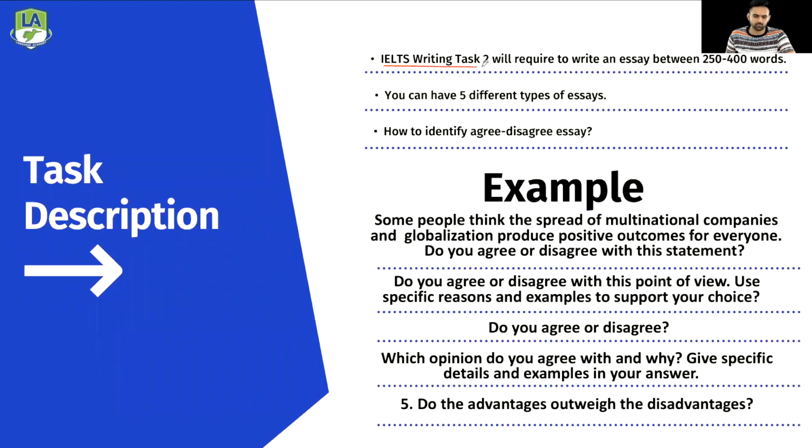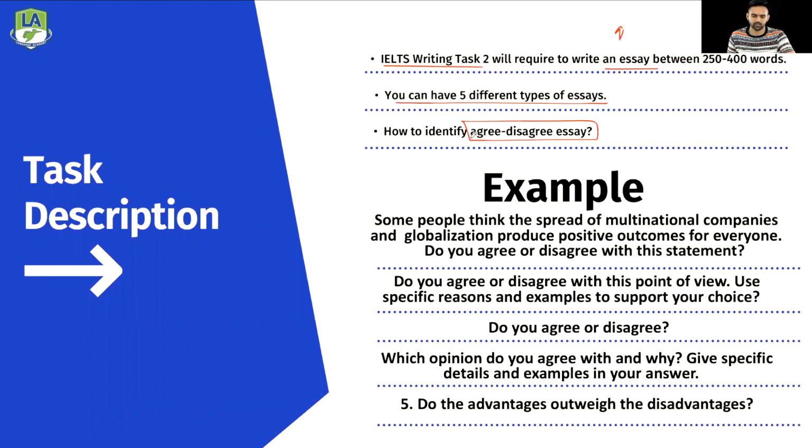What is this task? IELTS writing task 2, as all of you know, will require you to write an essay between 250 to 400 words. You'll have 40 minutes for this particular task. You can have up to 5 different types of essays, and what is challenging is to identify which type of essay it is.